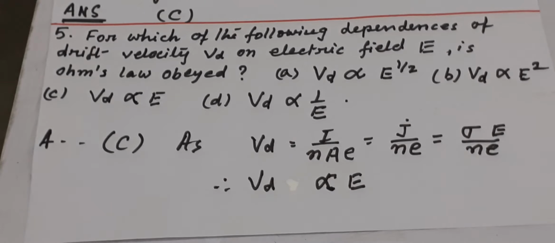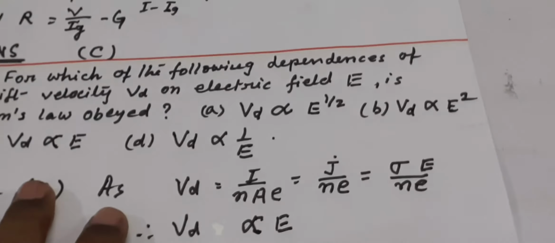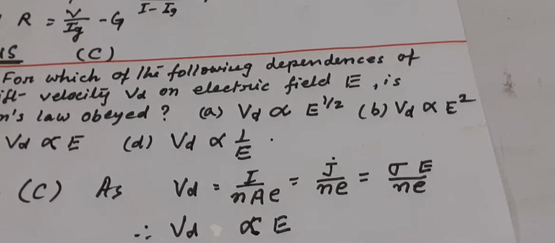We know v_d equal to I by n A e. We can write I by A is J, so v_d is J by n e, and J is sigma into E, so v_d equals sigma E by n e. From here we can say drift velocity is directly proportional to electric field.